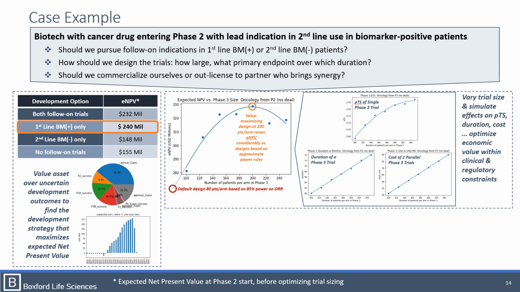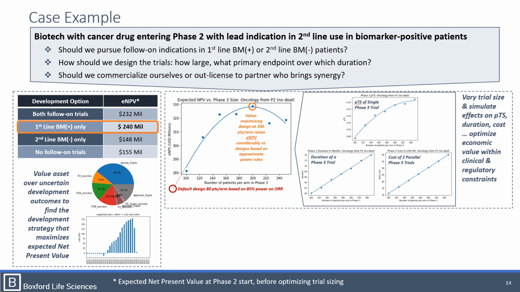With this development strategy, we can then modify the size of the phase 3 trial to see how it affects the success probability, duration, and cost. The more patients in each arm of the trial, the longer and costlier the trial, but the chance of success also rises as with improved power we have fewer type 2 errors. But this power benefit brings diminishing returns. If we size the trial to a simple rule such as 85% power on objective response rate, we'd get a small trial. In practice, we'd likely go bigger to understand the safety profile.